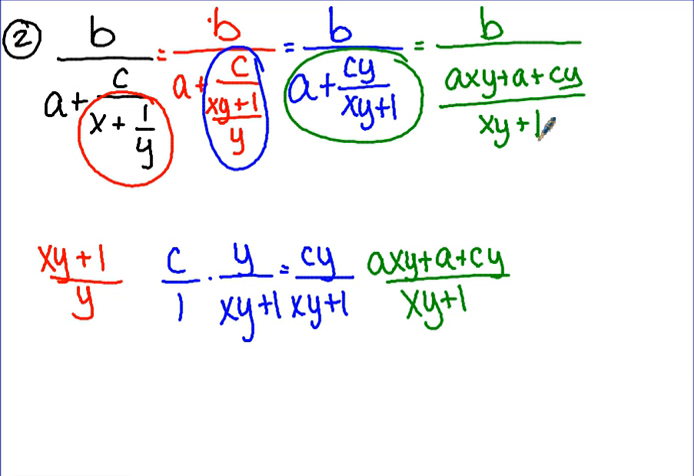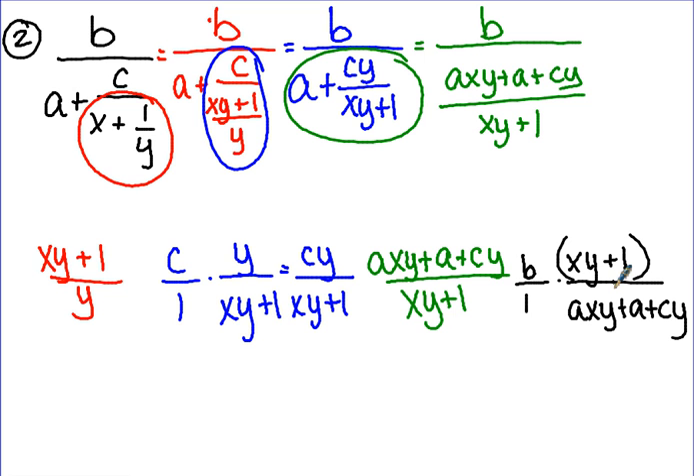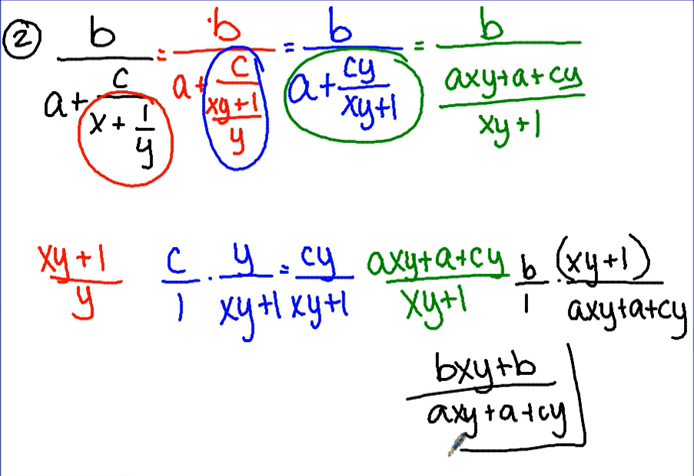The last thing to do would be to divide. So I'm going to do b over 1 times the reciprocal, so times (xy plus 1) all over (axy plus a plus cy). When I distribute in the numerator, I'm going to get bxy plus b all over axy plus a plus cy, and that is my final simplified term.